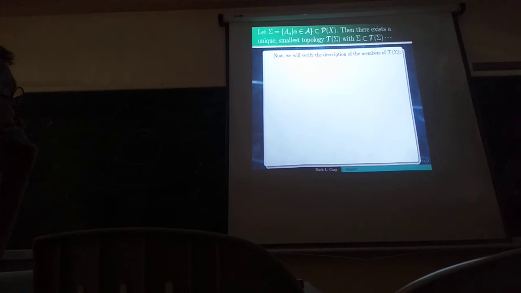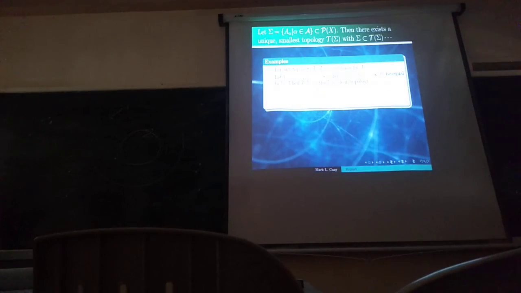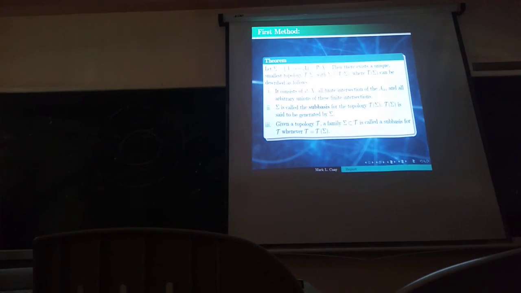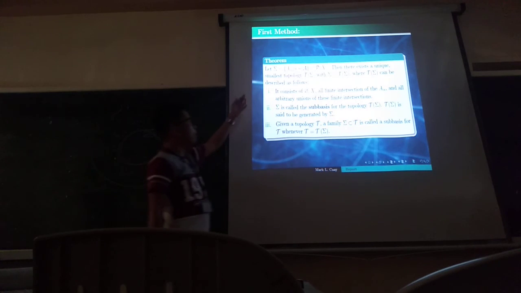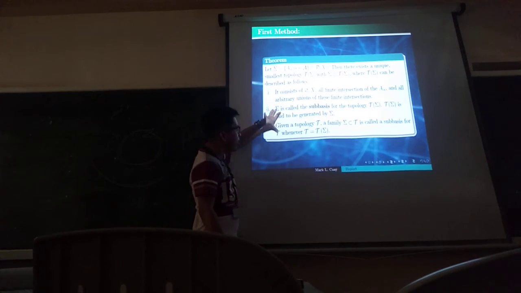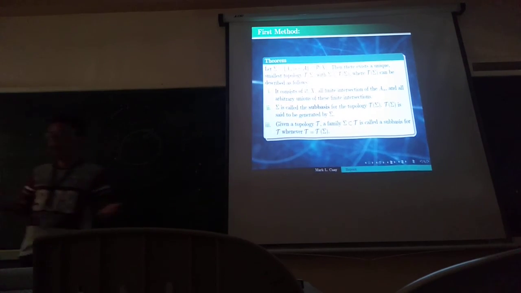Okay, next we will verify the description of the members of T of sigma. Okay, let's go back to the theorem again. Only the description, right? So the first thing you did was to show the existence of the topology. Then here, actually prove this is true. The rest are definitions, this will follow. So you are proving the existence and the uniqueness.